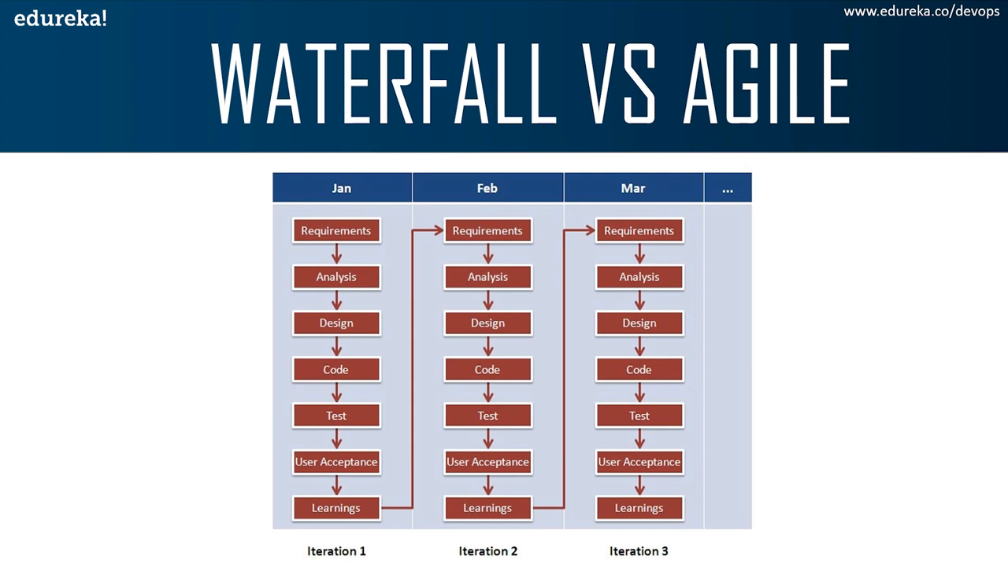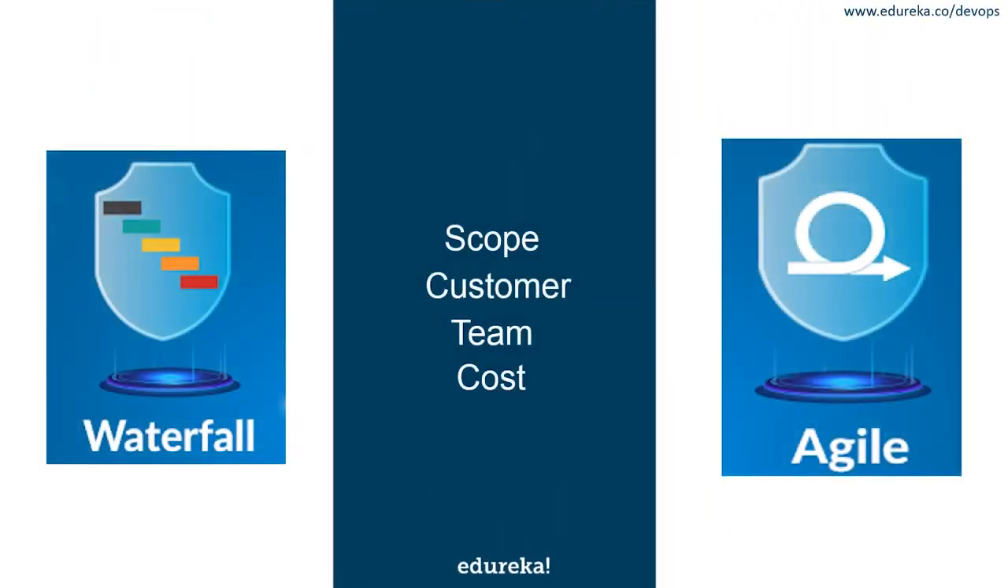I hope, guys, you have understood this example and this would have given you a more clear understanding of both the models. Now let us compare both these models based upon a few parameters. So in this comparison, first we will talk about the parameter and then we will talk about how that parameter is defined in the waterfall model and in the agile model. So the first parameter that we will discuss is the scope.